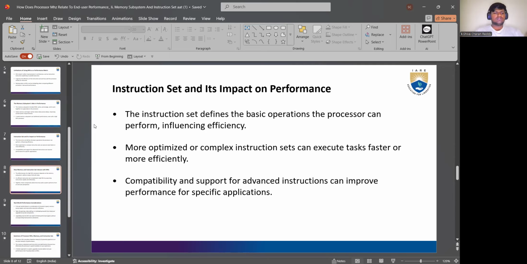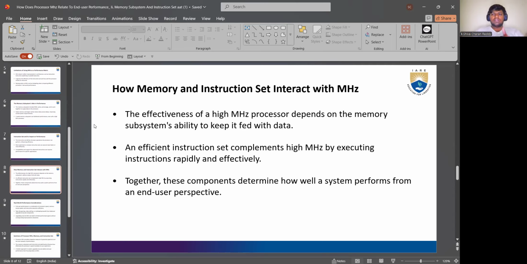How memory and instruction set interact with the megahertz. The effectiveness of a high megahertz processor depends on the memory subsystem's ability to keep it fed with data. An efficient instruction set complements high megahertz by executing instructions rapidly and effectively. Together, these components determine how well a system performs from an end user experience.